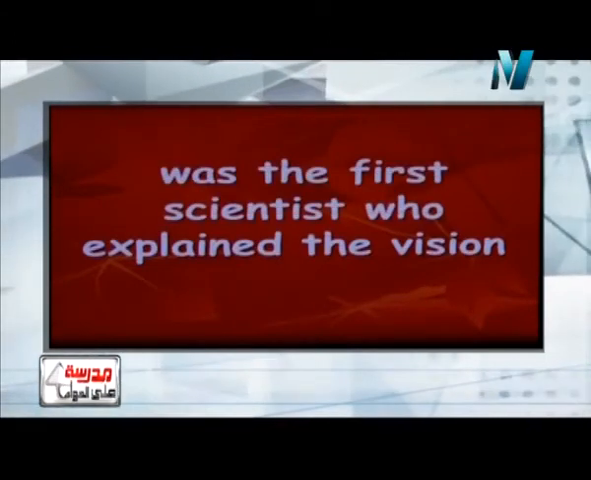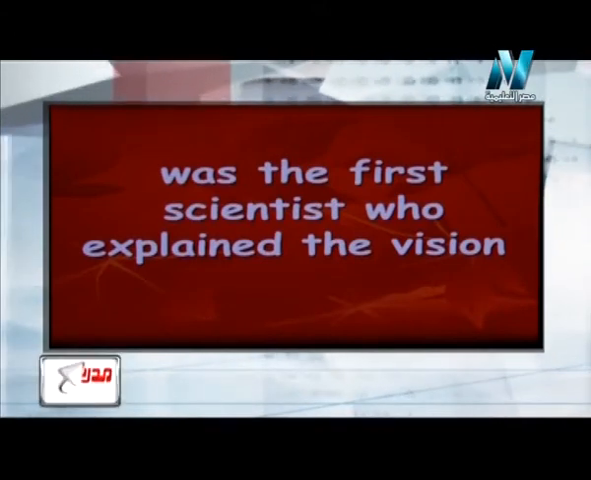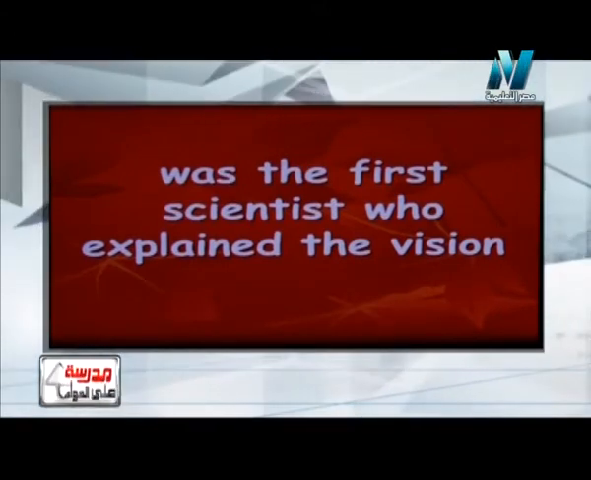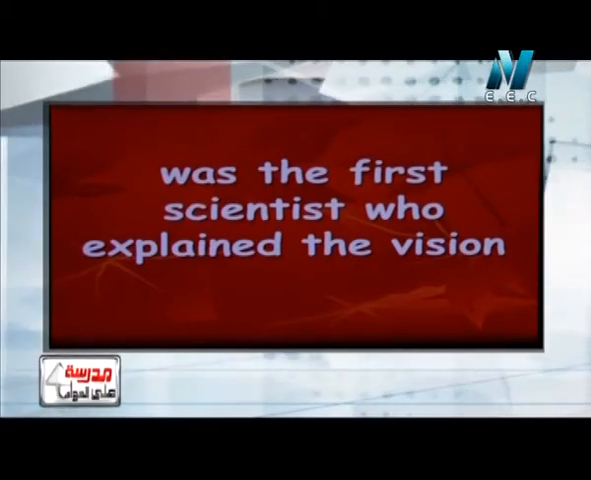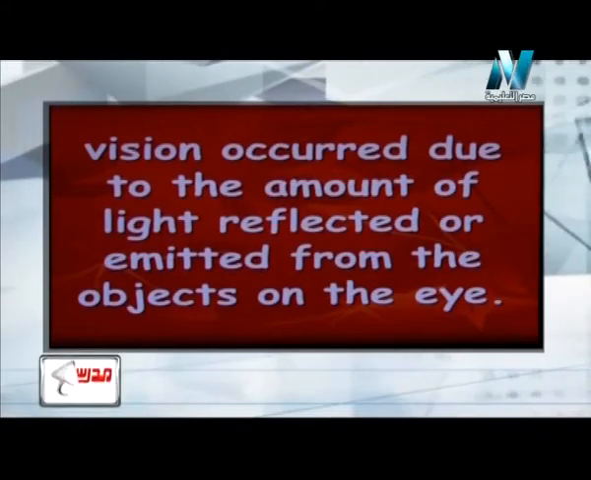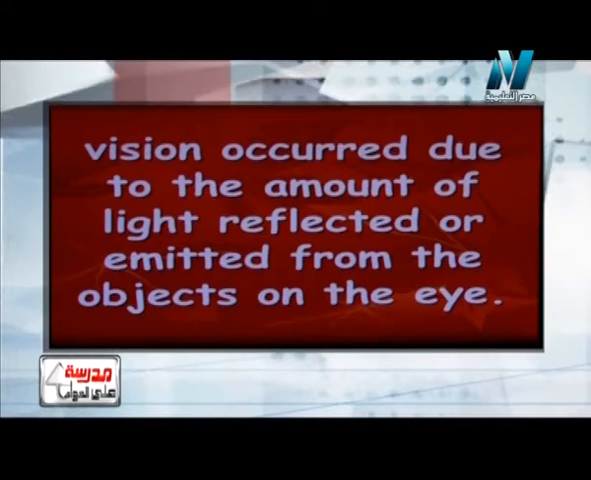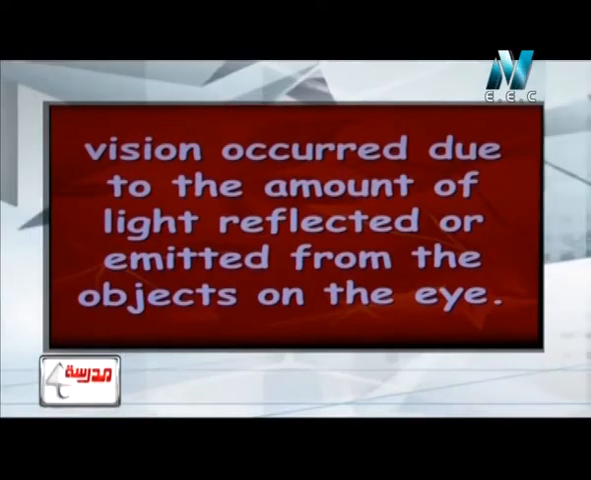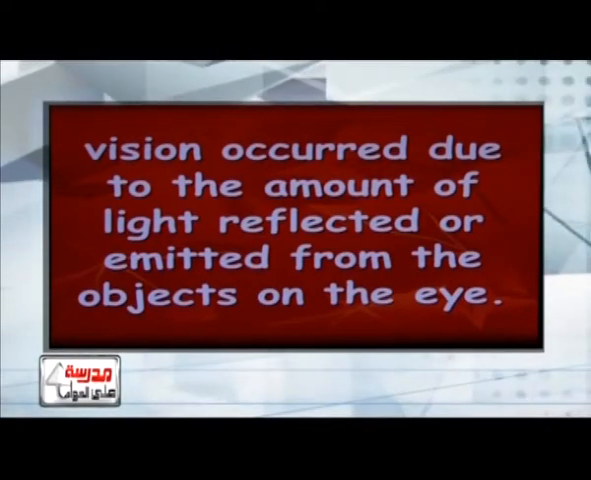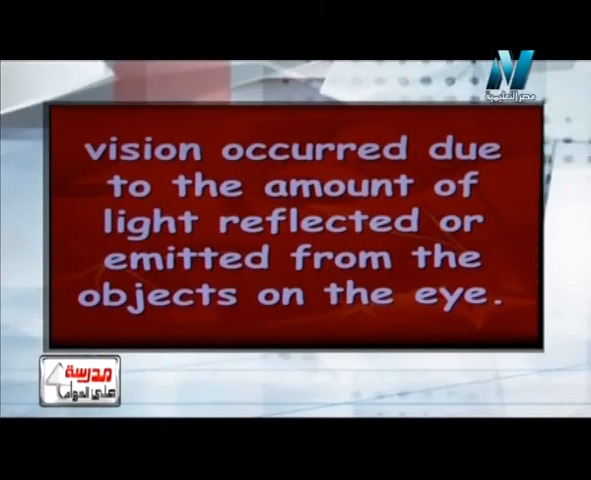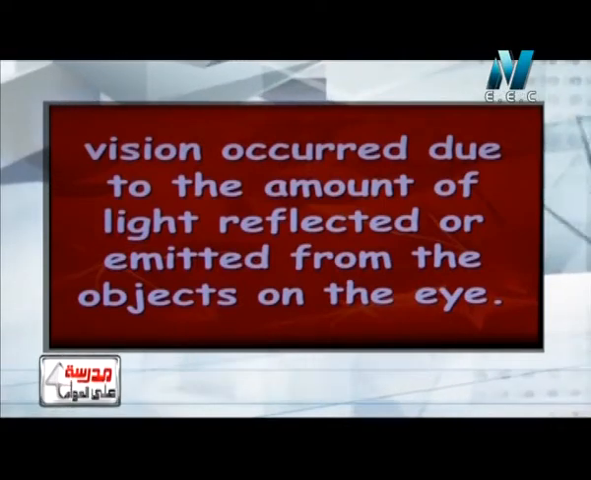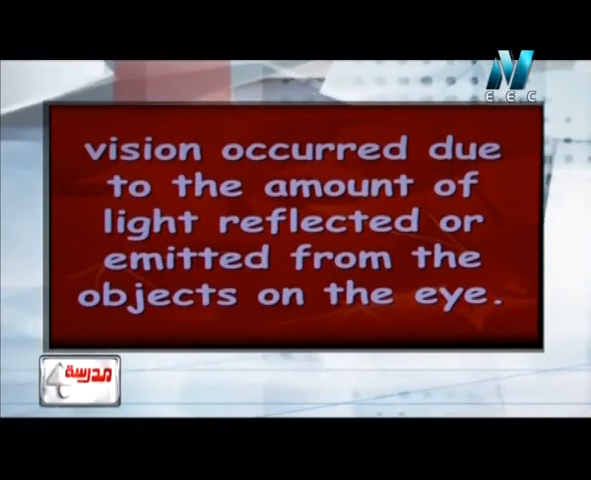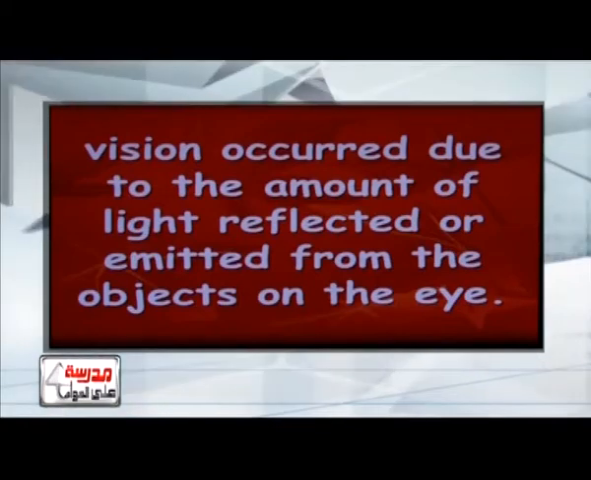So Al-Hassan ibn Haytham was the first scientist who explained the vision. هو اللي فسر الرؤية. Again, Al-Hassan ibn Haytham was the first scientist who explained the vision, and he said that vision occurred due to the amount of light reflected or emitted from the object on the eye.